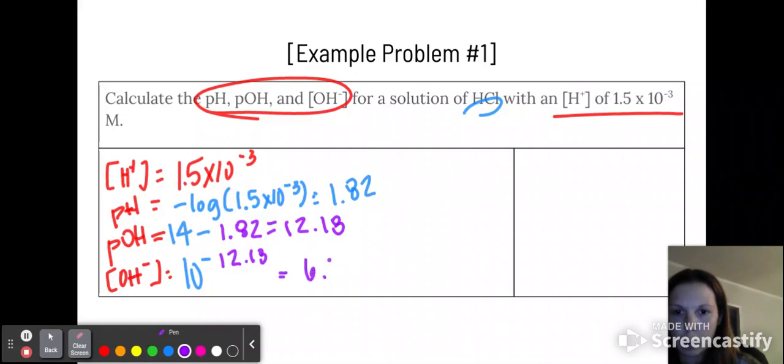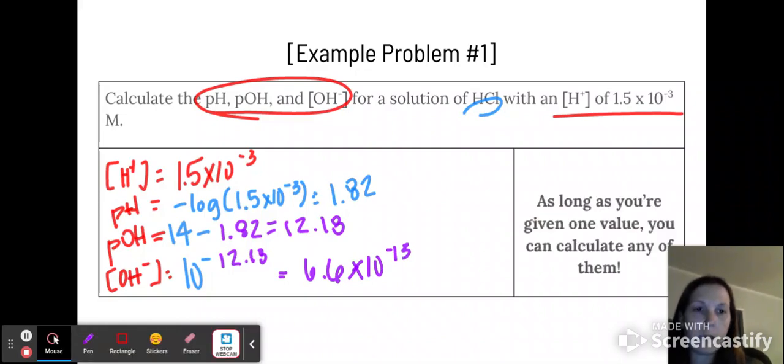Equal to 6.6 times 10 to the negative 13. Sorry that took so long, guys. I don't know why my calculator is acting up. So there are the values here. And as long as you're given one of these values and a calculator that works, then you will be able to calculate any of the other variables that you want.